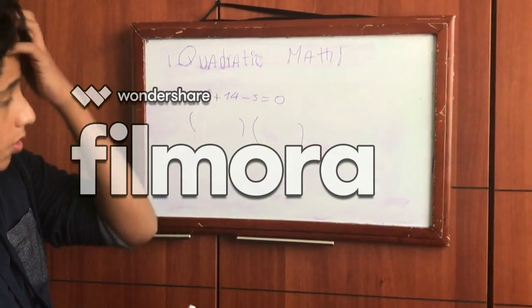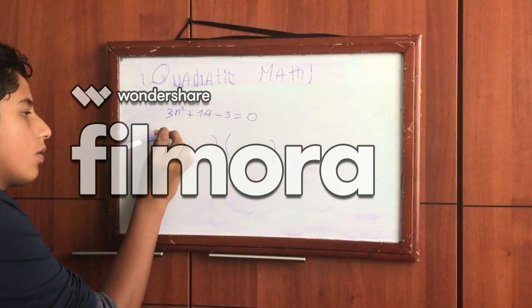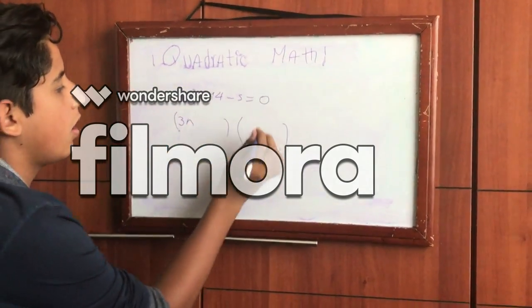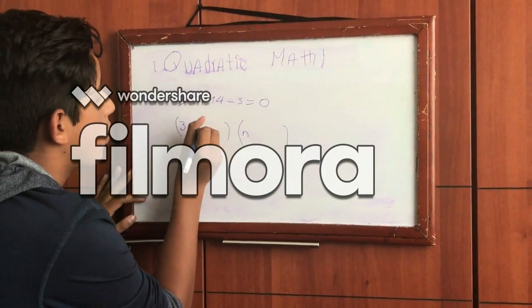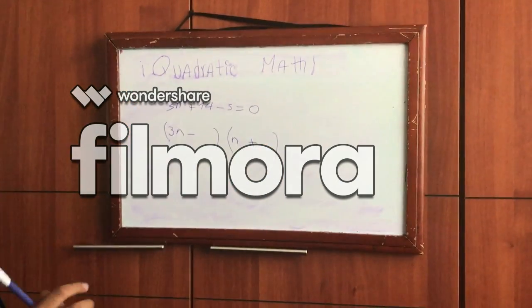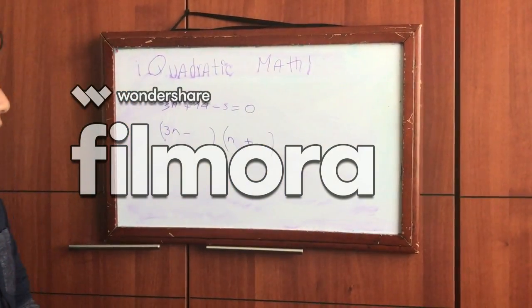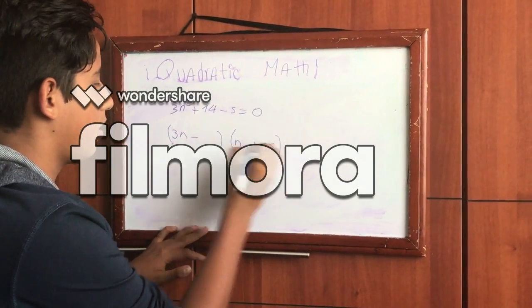Okay, so now we are going to continue with this example. So we have to divide the square, 3n and n. We have to put the signs where they have to be. Okay, negative and plus, or positive. Okay, so we have to put the numbers right like this.